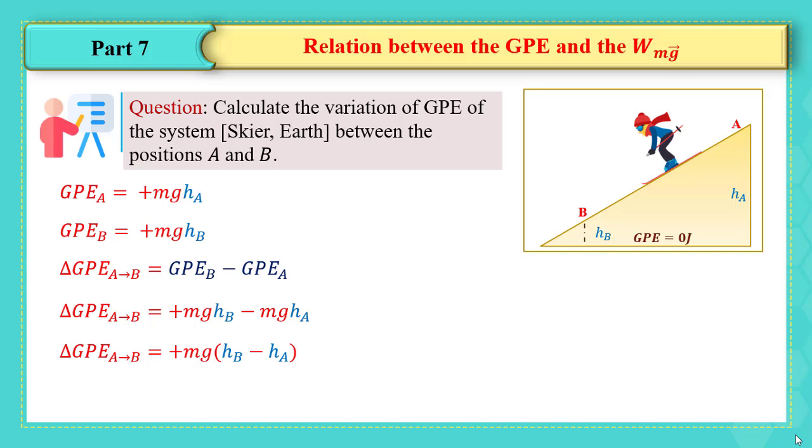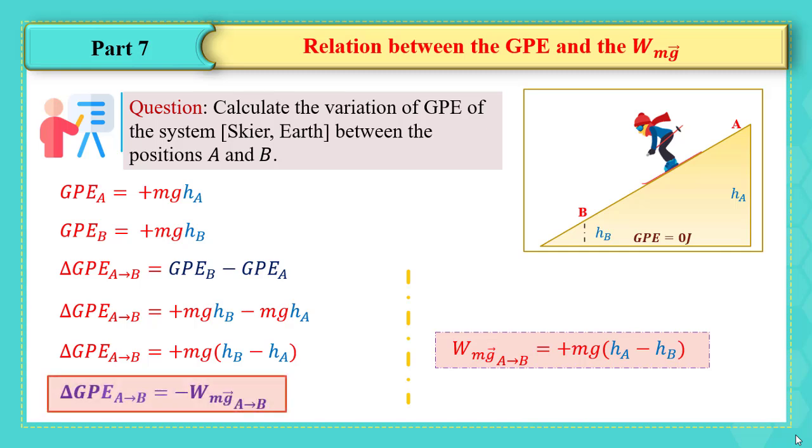Does this expression remind you of any expression that we have taken before? Actually, yes. It is the negative of the work done by the weight, where it was given as mg times (h initial minus h final). Thus, we get delta GPE from A to B is minus the work done by weight from A to B. This is enough for this video.